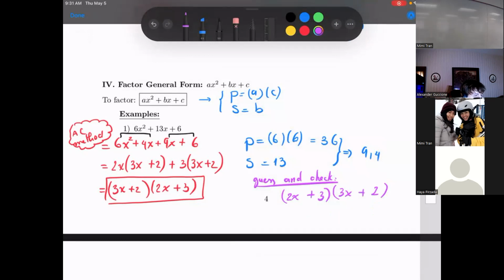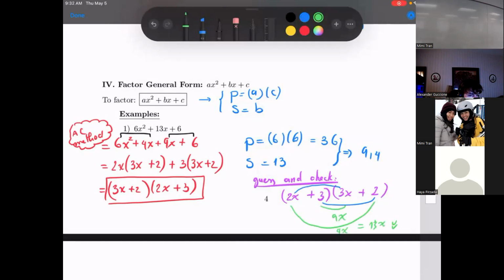And now you check, right? So I have 2x times 3x, that's 6x squared. 3 times 2 is 6. And then the inner one, 3x times 3 is 9x. And then 2x times 2 is 4x. So that total gives me 13x.